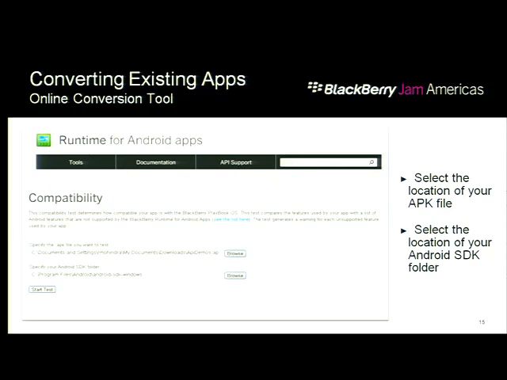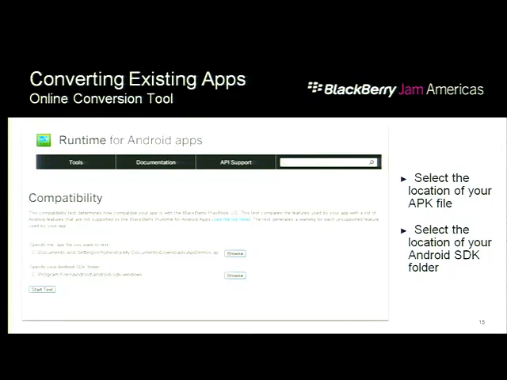So the online conversion tool, for those of you that haven't seen this before, is a pretty simple website walkthrough. It uses a Java applet to get things working. When you get to the page, you just put in an email address and it passes you through. What you need to provide the website is your APK file, and then you link to the location of your Android SDK folder, your Android Gingerbread SDK folder.